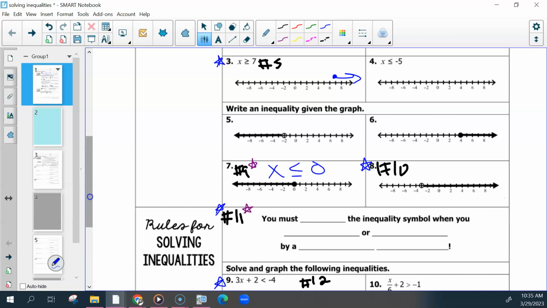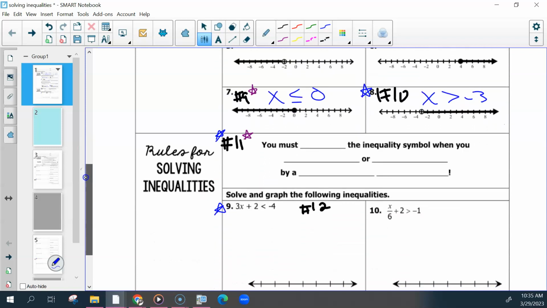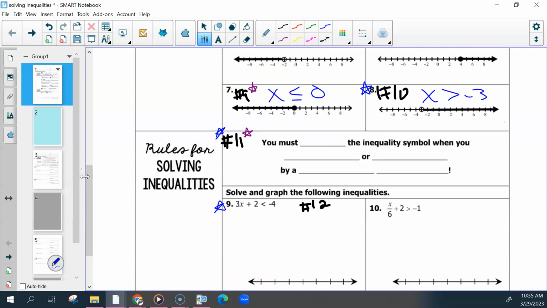Matthew? Yes. Greater than, because it's open, it's on the line, so it looks weird, but it is open, and then it's going to the right, so greater than. Questions on how to write it or graph it so far?